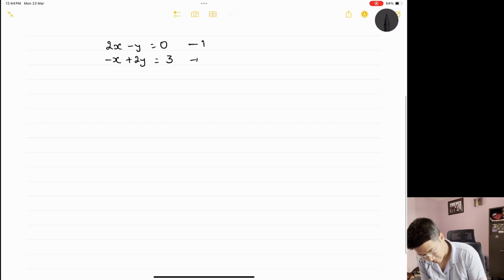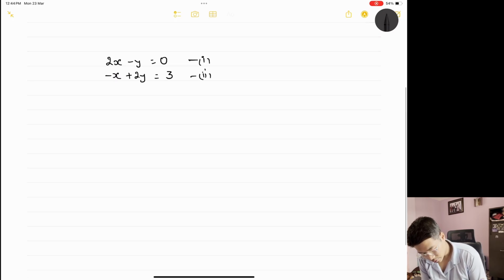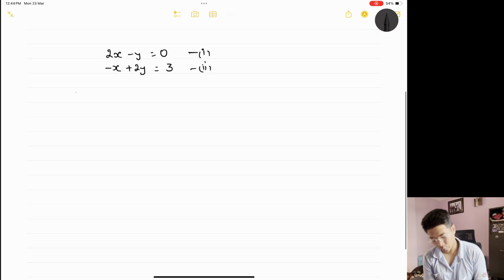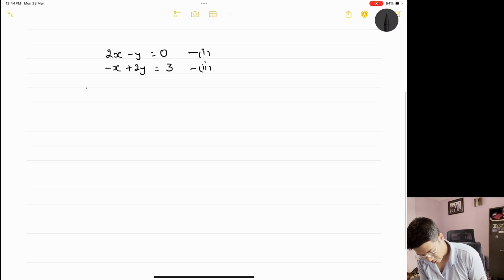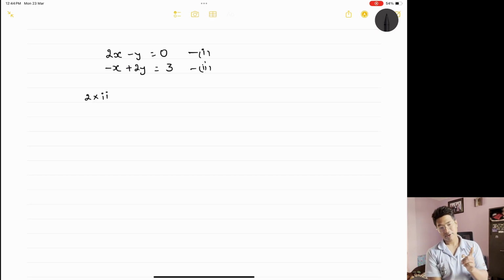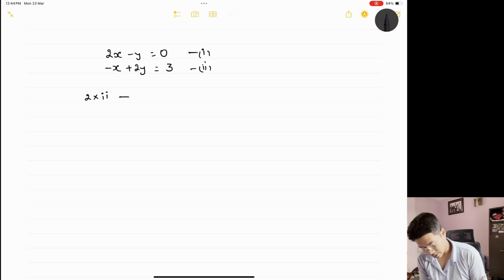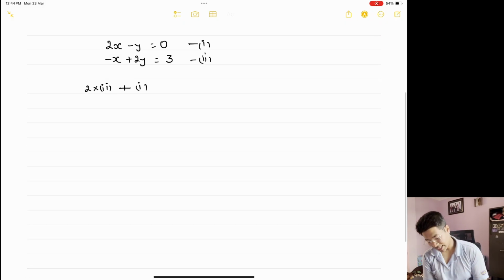So if this is my equation 1 and this is my equation 2, here's what I'm going to do. I'm going to multiply equation 2 by 2, so 2 times equation 2. I don't really need to subtract over here, I'm just going to add equation 1 on top of it. What does that look like?